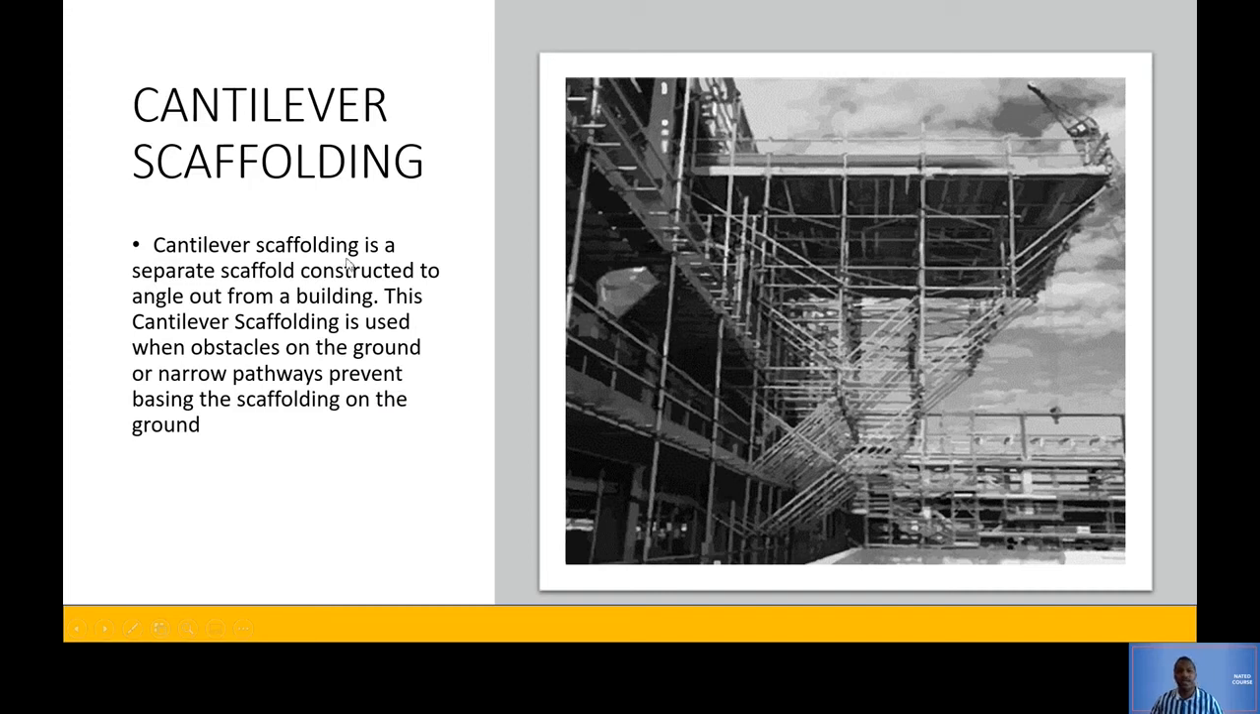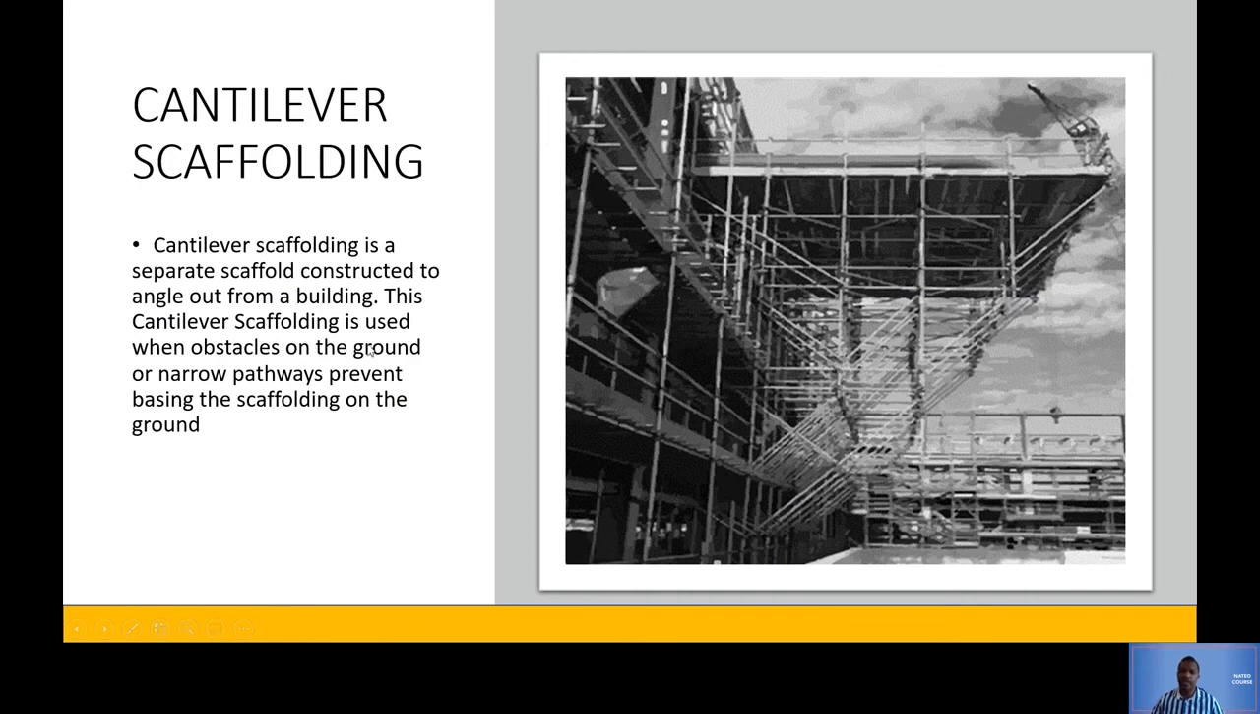Now, cantilever scaffolding is a separate scaffold constructed to angle out from the building. The main thing is that the scaffold is built at an angle. As you can see, it's constructed at an angle. It's not upright like the putlog or independent scaffolding, but this one is constructed at an angle. That's the main thing about it.